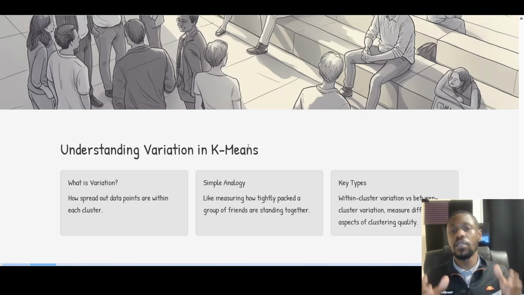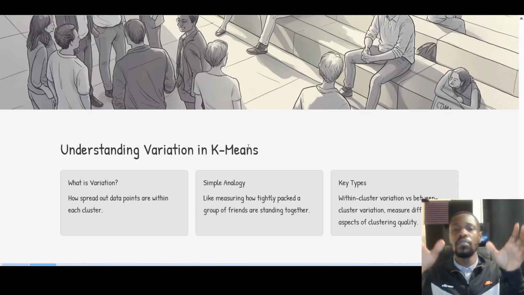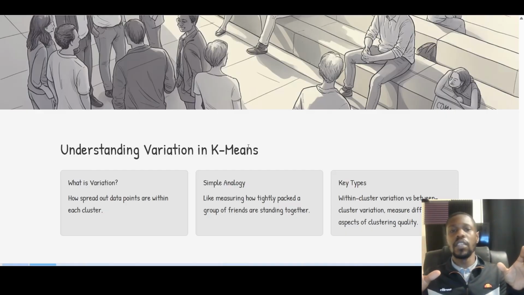So within cluster variation is how, let's say we have three different groups of friends. In group one, we could say the variation is low, meaning that the friends are very tightly packed together. But we might have group two where the variation is high, so the friends are standing quite distant from each other. And that is within cluster variation.